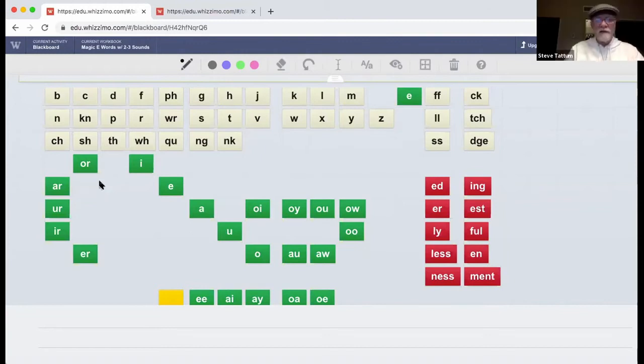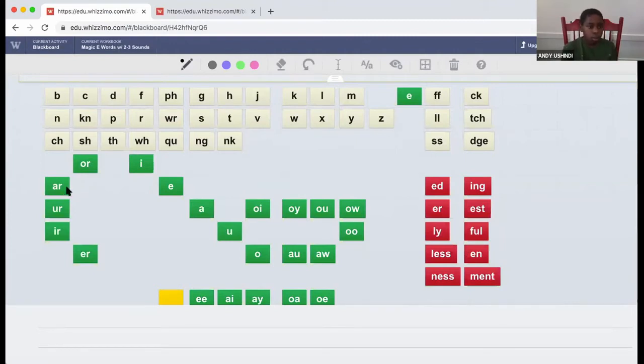All right. Let go of your cursor. I'm going to click. I'm going to take control. What's this say? Or. You said... Is that what you see? R. Okay. R.